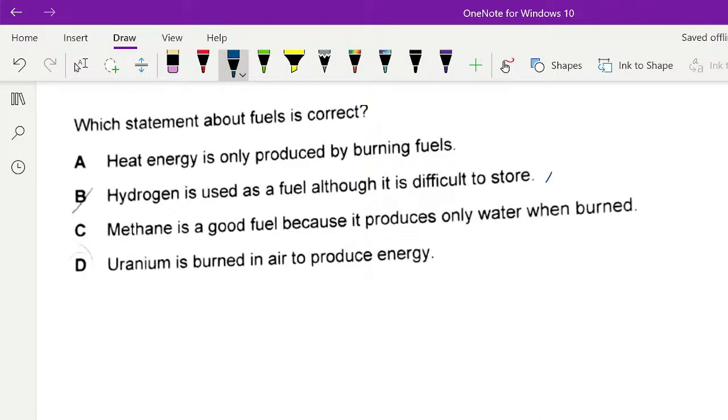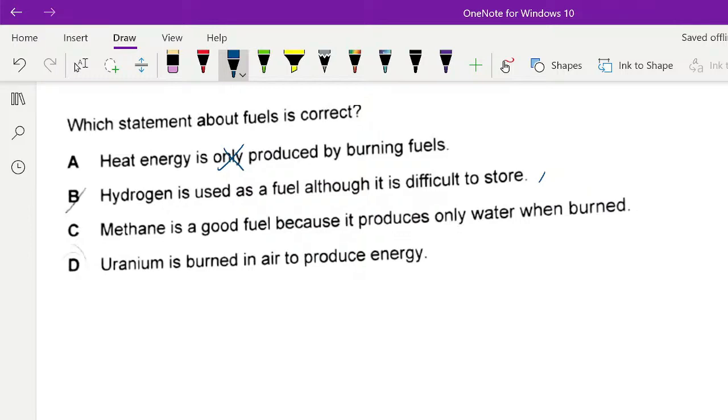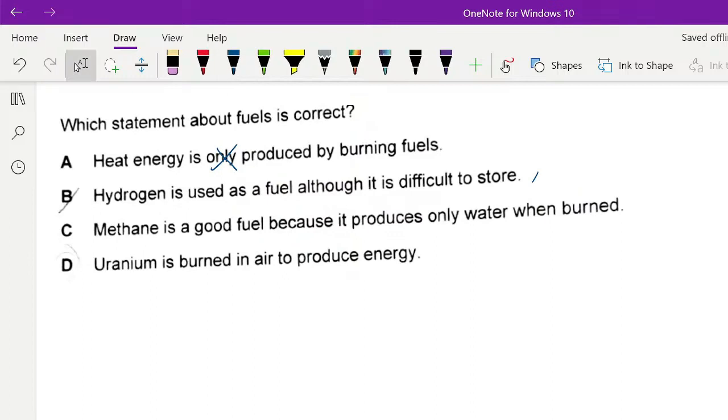So heat energy is not only produced by burning fuel. You can produce heat through radioisotope activities. Okay, radioactivity also produces a lot of heat without burning, right?